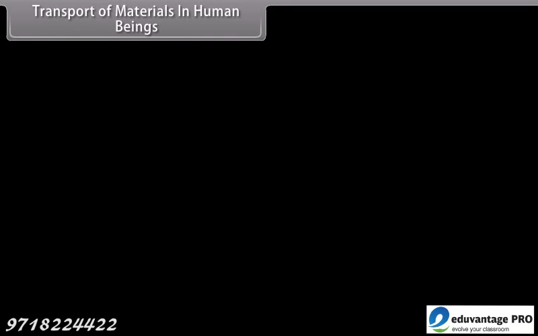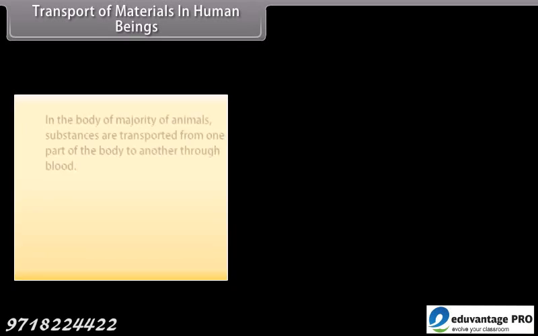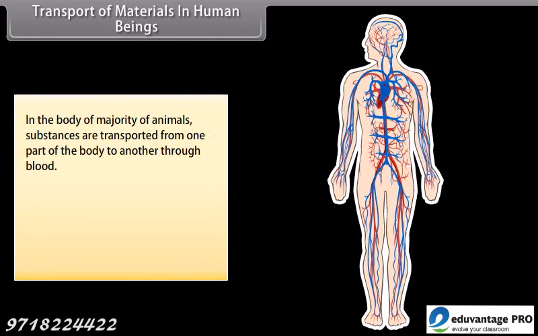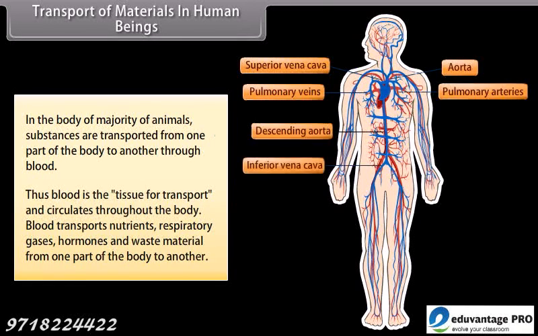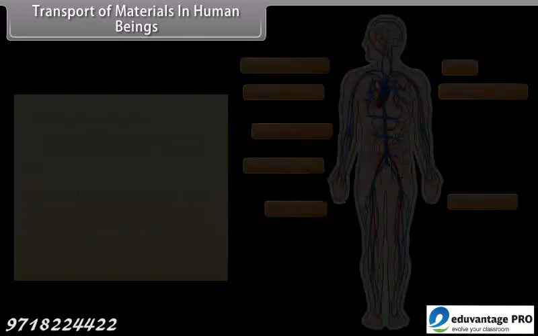Transport of materials in human beings. In the body of majority of animals, substances are transported from one part of the body to another through blood. Thus, blood is the tissue of transport and circulates throughout the body. Blood transports nutrients, respiratory gases, hormones, and waste material from one part of the body to another.